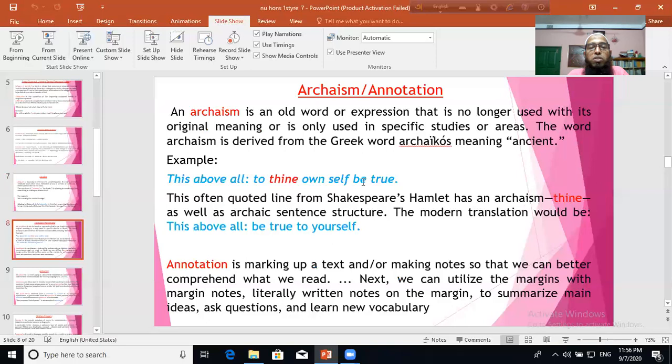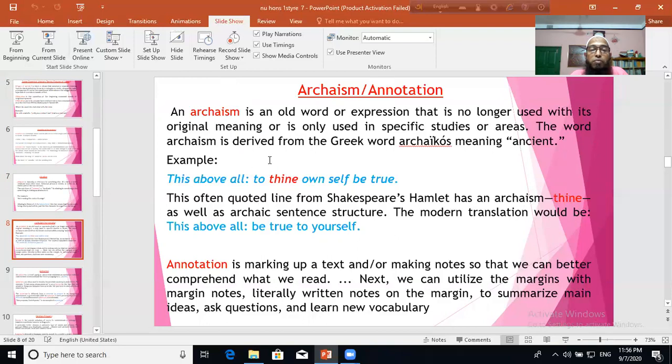To thine own self be true. The modern translation would be, this above all, be true to yourself. So here thine means your. So thine is an example of an archaic word. I mean an old, ancient word that has no regular use, but sometimes poets use it to maintain their rhythm or to maintain their rhyme scheme in their poem.